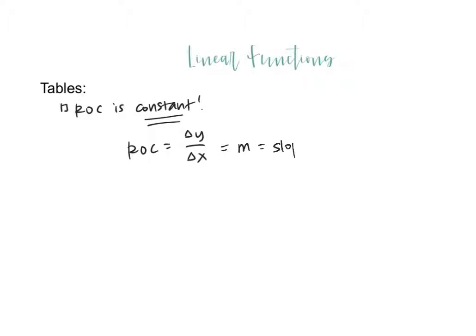So tables are the next thing, and I think it's super fun because you can look for the rate of change, which, in a linear function, is always constant. We say the rate of change is the change in y over change in x. It's also known as the slope. M stands for slope. It's also rise over run. On a graph, I always go rise over run.